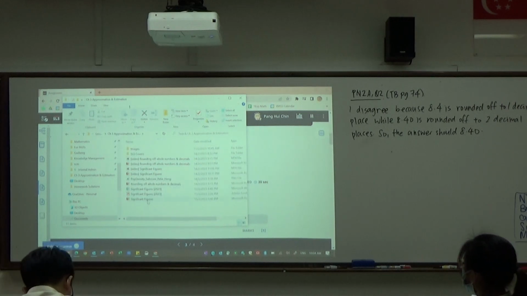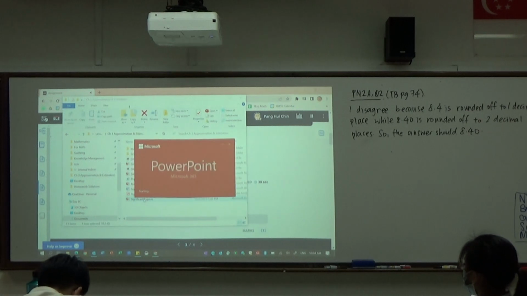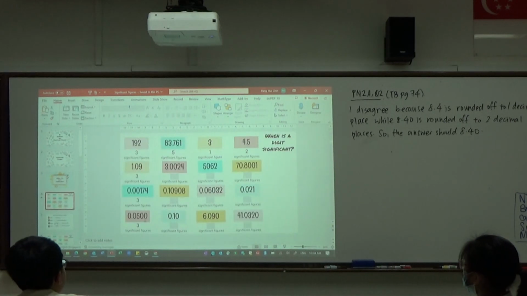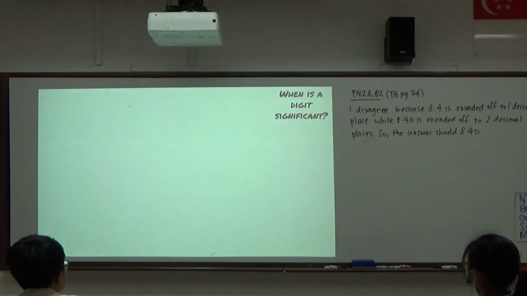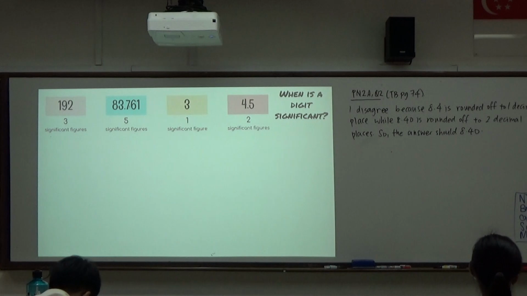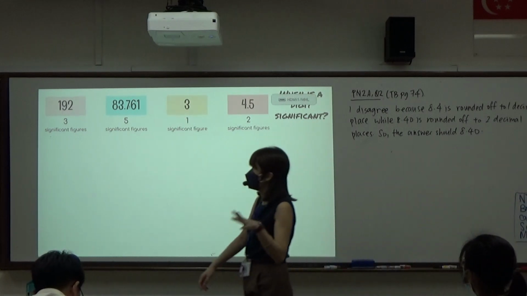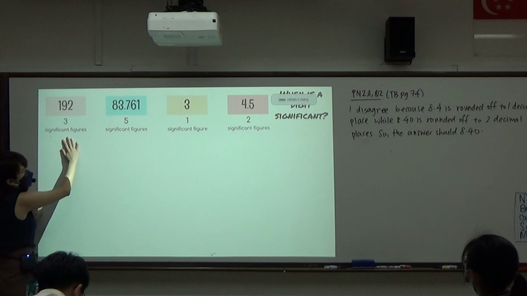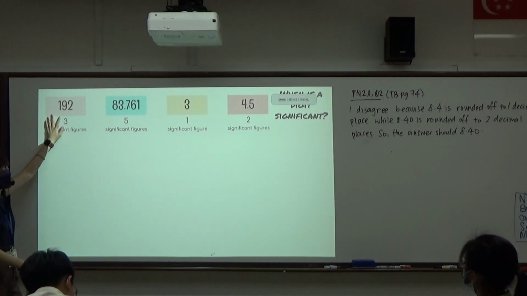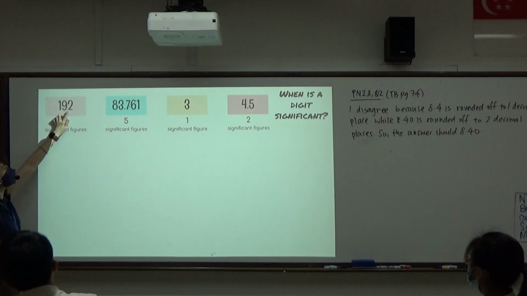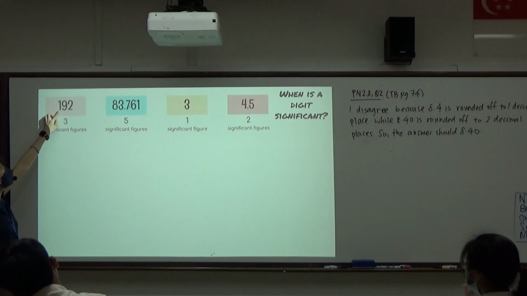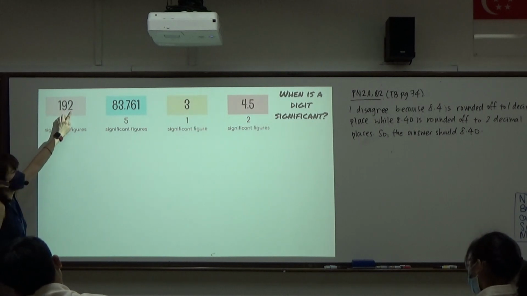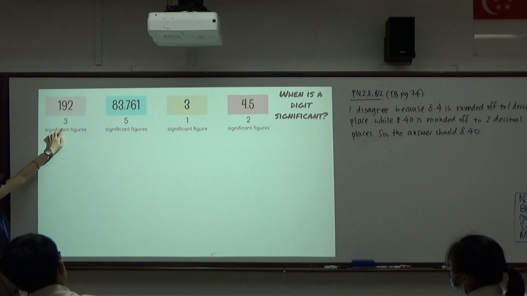Let me open up my PowerPoint slides. So now I just summarize our 5 different rules. The first rule when it comes to significant figures is that when the digits are not zero, I will naturally count them as significant figures. So for example, 192, 1, 2, 3 digits over here, they are all not zero, so therefore there are 3 significant figures.